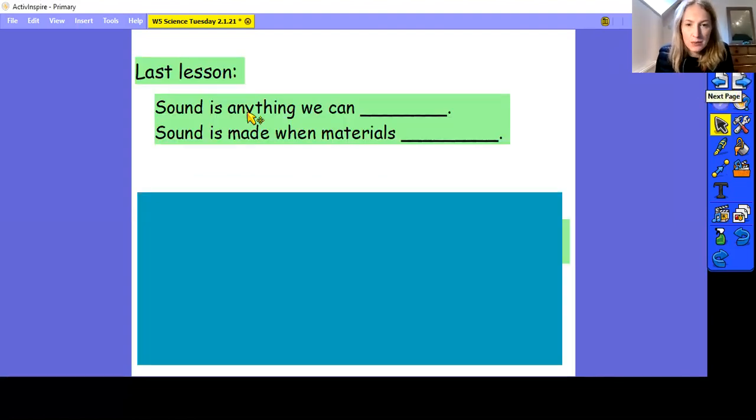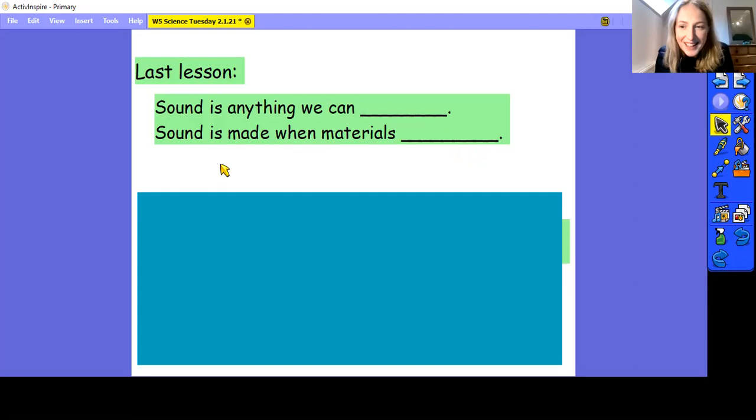So last lesson we found out a little bit about sound, and I'd like you to pause the video now and see if you can finish these sentences. Sound is anything we can, what's the missing word? And sound is made when materials blank. What could that missing word be? So pause the video now and see if you can finish those sentences.